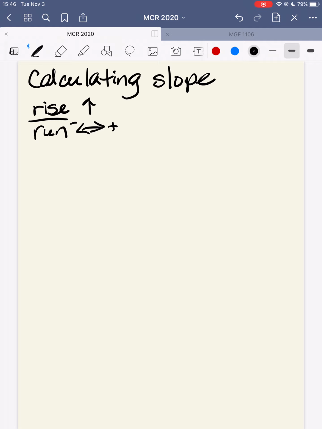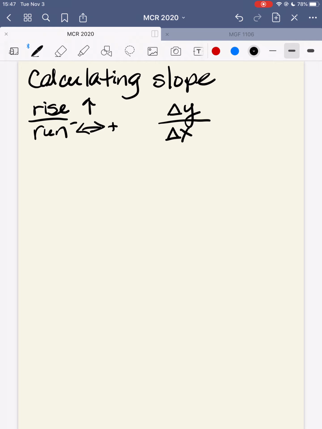Now, the rise part of calculating the slope, we were going up or down along the y-axis. So in essence, we're looking at the change in our y from one point to the other. That's just a fancy way of saying change. And then in the bottom, our run is along our x-axis, over our change in our x. Where our y value change was on the top, our x value change is on the bottom.